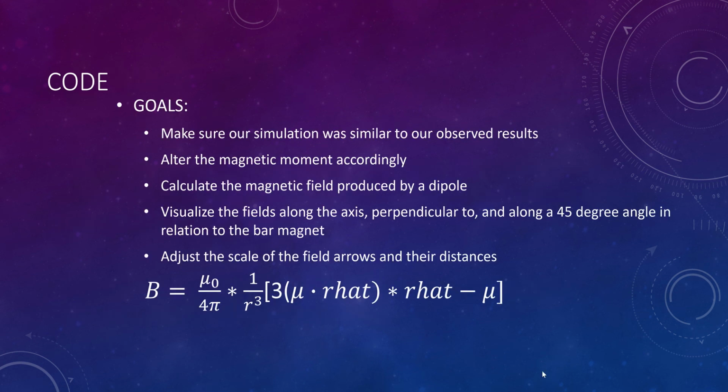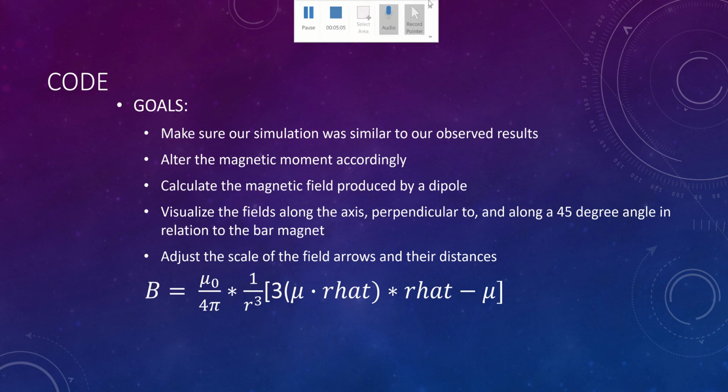So the goals of our code, we actually wanted to create a code that mimicked our observation results, and we wanted to make sure that these results were aligned. So we calculated the magnetic field through this formula here. We wanted to alter the magnetic moment accordingly and calculate the magnetic field produced by a dipole, as in the prior example. So then we wanted to visualize the fields along the axis perpendicular to and along a 45-degree angle in relation to the bar magnet, and then we wanted to adjust the scale of the field arrows and their distances accordingly. So ultimately, the goal of this was to actually find mu and see how these results aligned with our original data.